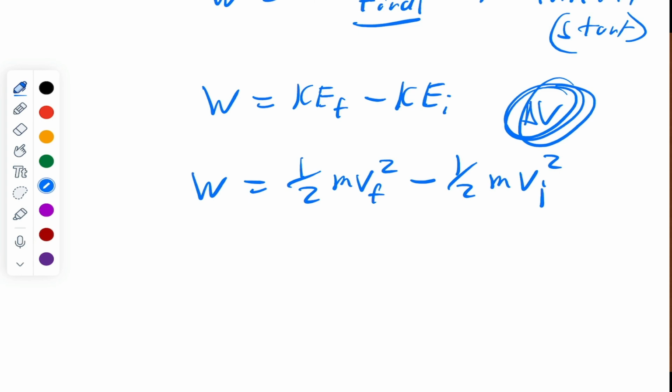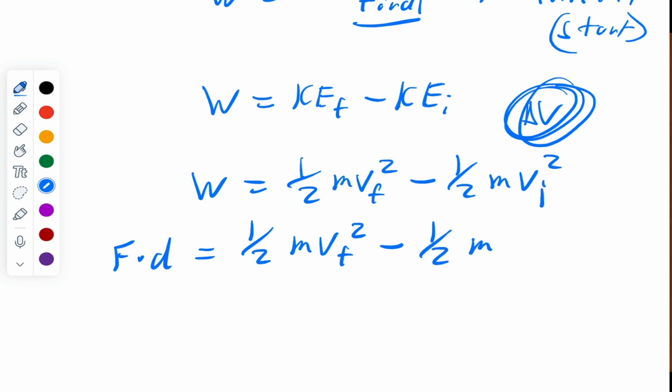You could say, okay, I know my work, but work is actually our force times our displacement is equal to the 1/2 mass velocity final squared minus 1/2 mass velocity initial squared, okay? That's getting pretty big, okay? And again, it's lots of things, but if we break it down, we can kind of see how it works. There's one last step to this you don't have to do, but you may find useful at some times.